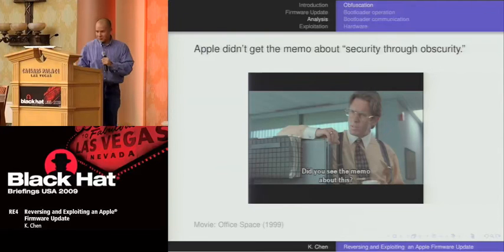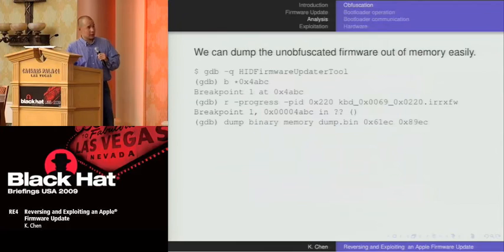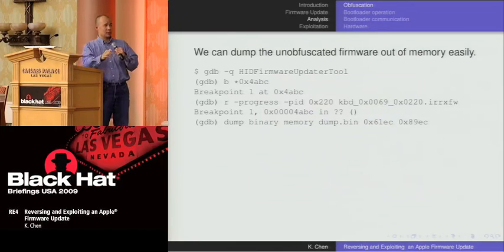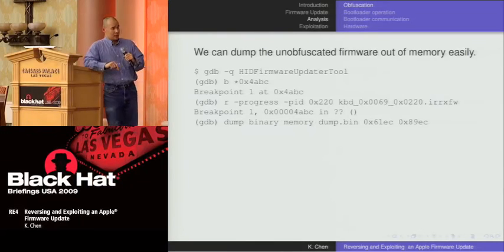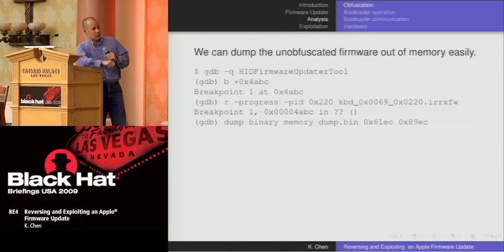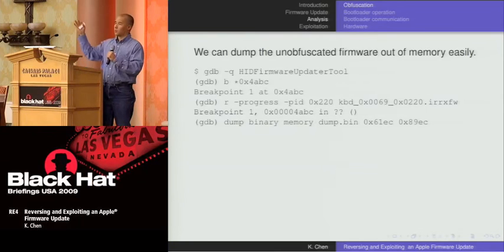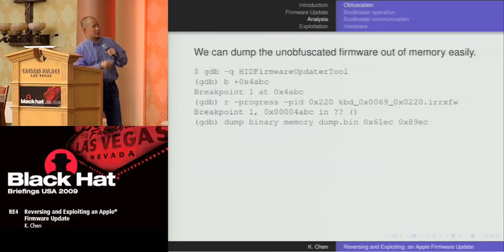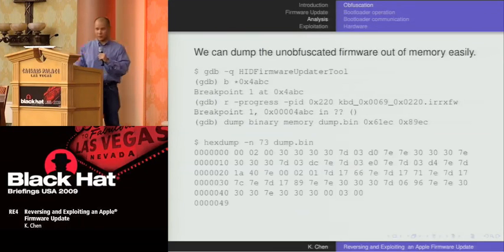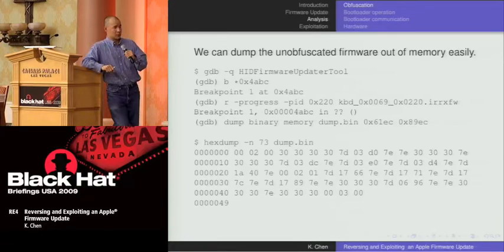So what we can do, using this HID firmware updater tool, is very easily pull the unobfuscated firmware out of memory. We just attach GDB to it, set a breakpoint at that address, and run it with that argument. By the time that instruction is hit, the firmware has been completely unobfuscated, and then we can just dump it to disk. We can dump it to a file, dump that bin for that range of addresses. And if we look at the first 73 bytes of this file, that's what it is.